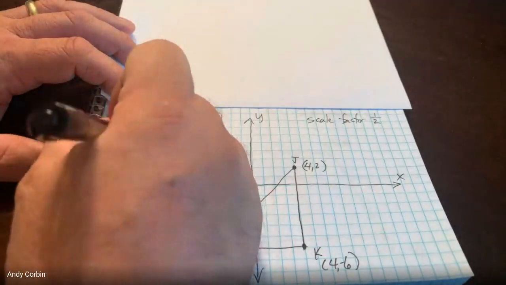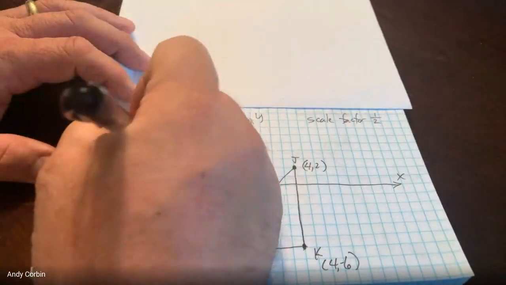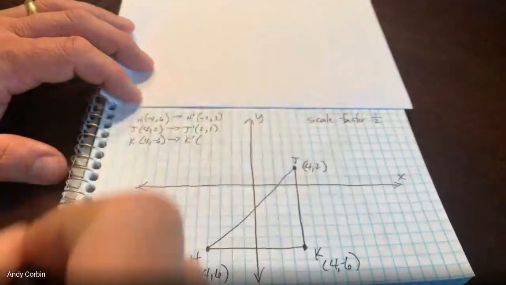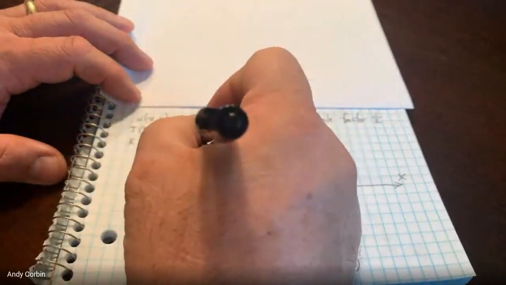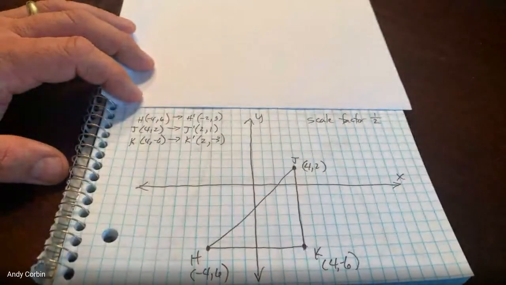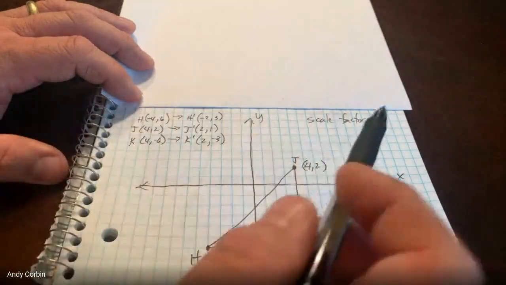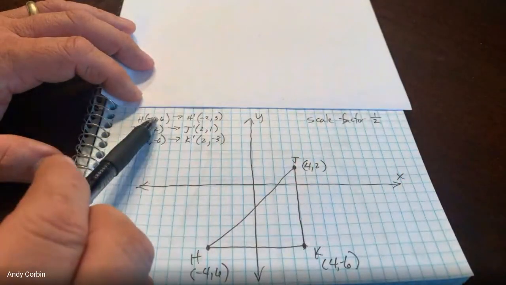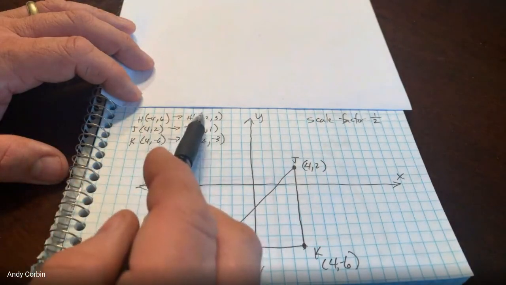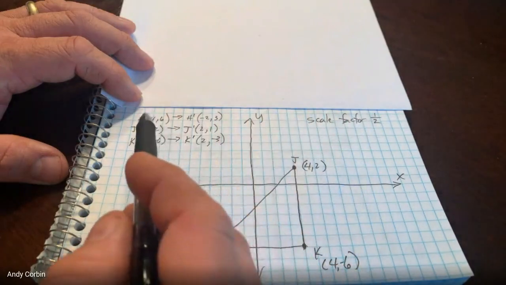And then let's do K. K is 4, -6. And so K prime is going to be half of 4 is 2. Half of -6 is -3. Okay? Does everybody see what I did there? All I did was I take my scale factor and I multiply it times each vertice coordinate. And again, multiplying by 1/2 is the same as dividing by 2.